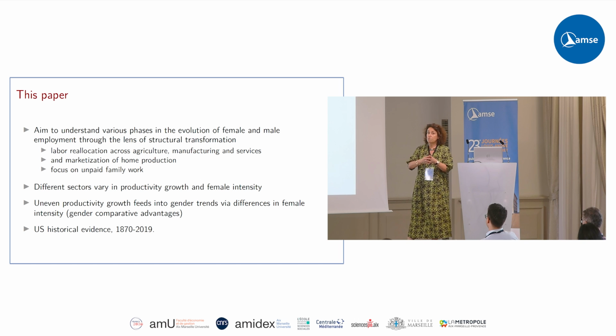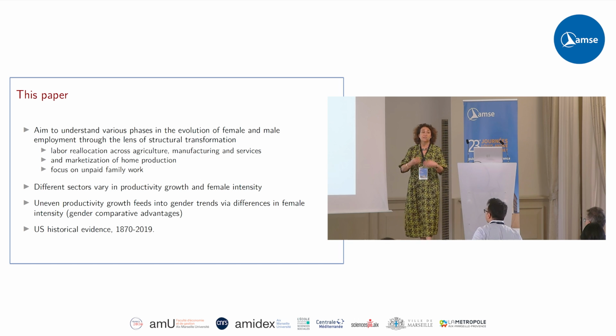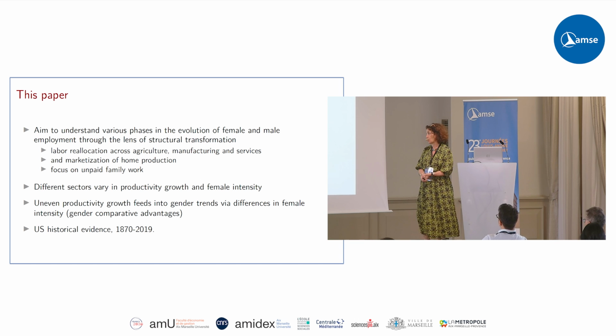Basically, we have a multi-sector economy. The different sectors are characterized by uneven productivity growth and differential gender intensity. Uneven productivity growth feeds into gender trends, which we will show in a minute, through differences in female intensity, which may be due to comparative advantages, whether innate or acquired. It could be due to gender norms. It could be due to whatever reasons why women and men tend to work in systematically different parts of the economy. And we do that using historical evidence for the US from 1870 onwards.